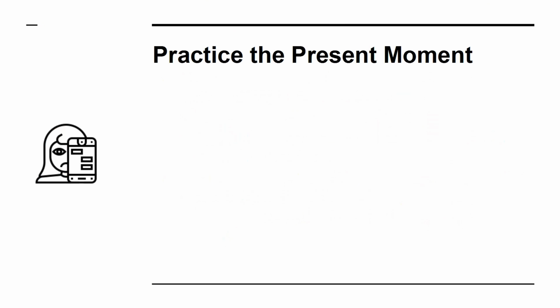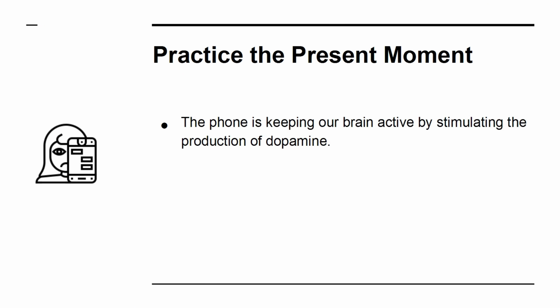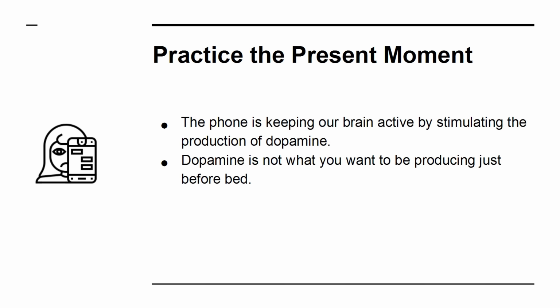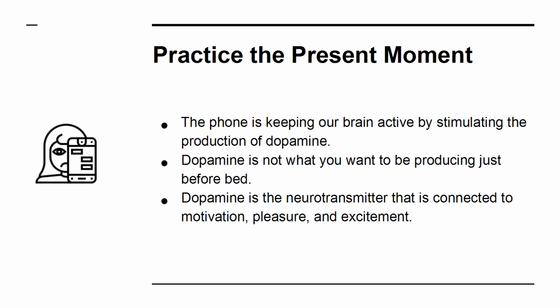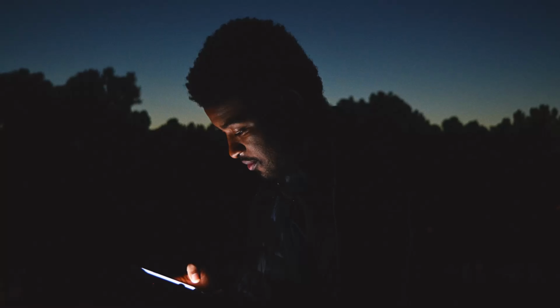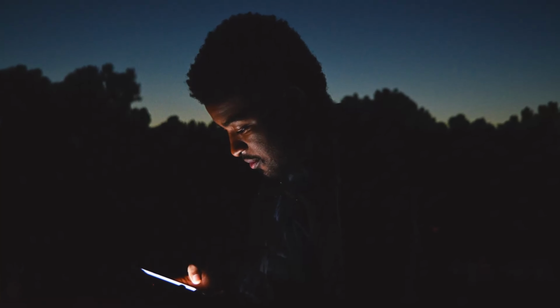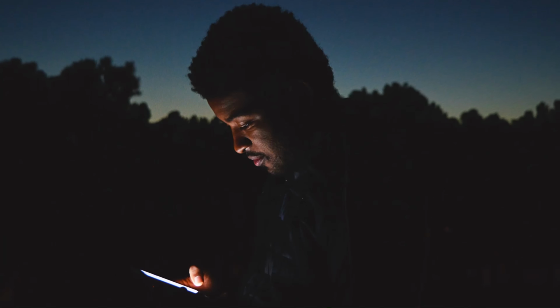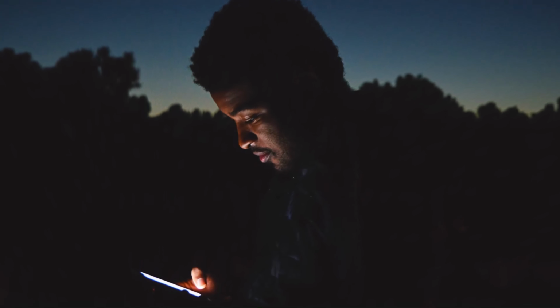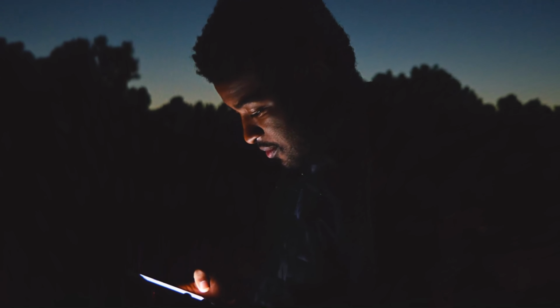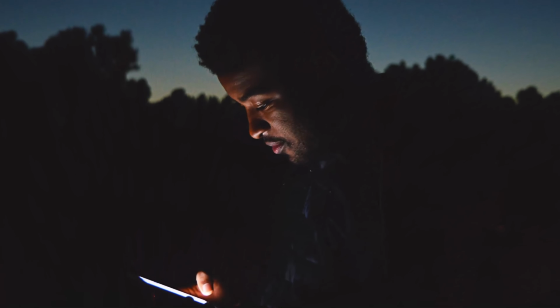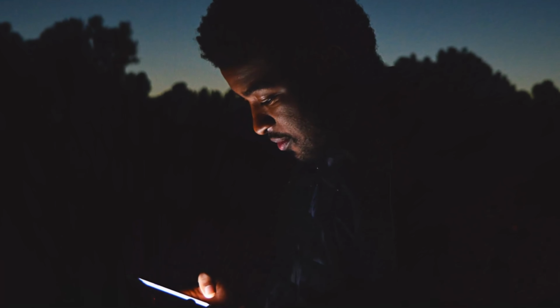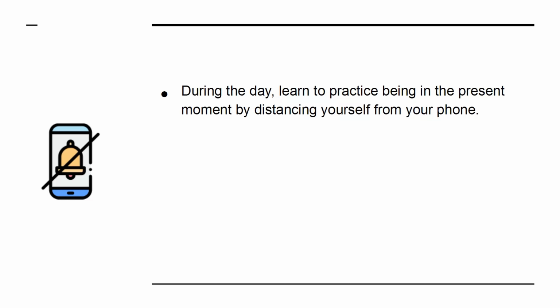Practice the present moment. The phone is keeping our brain active by stimulating the production of dopamine. Dopamine is not what you want to be producing just before bed. Dopamine is the neurotransmitter that is connected to motivation, pleasure, and excitement. Our interaction on the phone has a tendency to entertain and stimulate us. Information is constantly bombarding our brain, and it becomes practically impossible to shut it down. If you have the tendency to check your phone at night, it can make it even harder to go back to sleep.